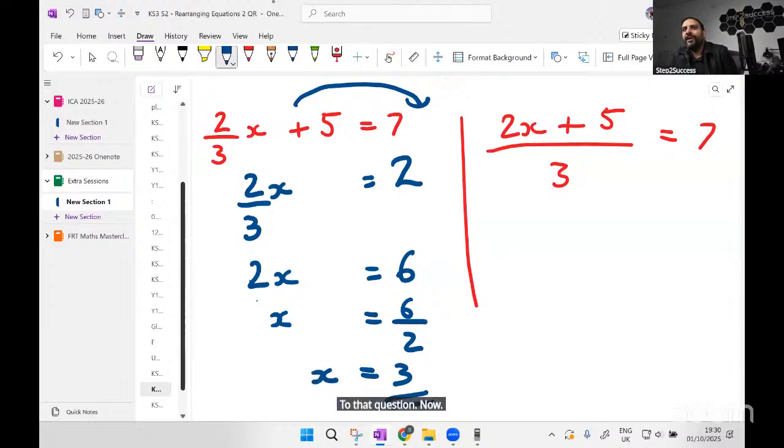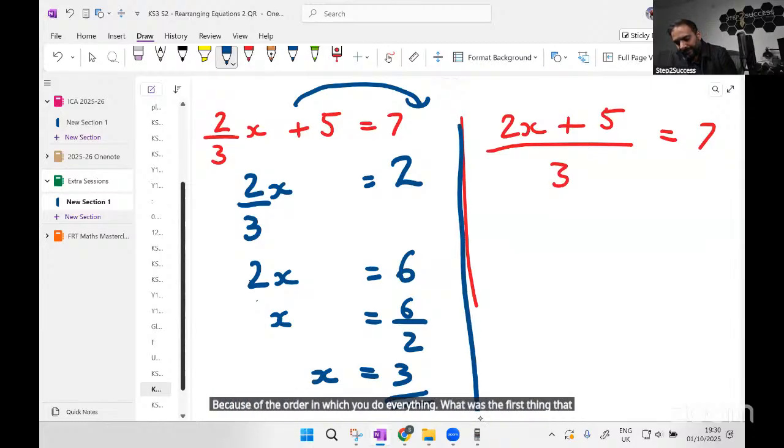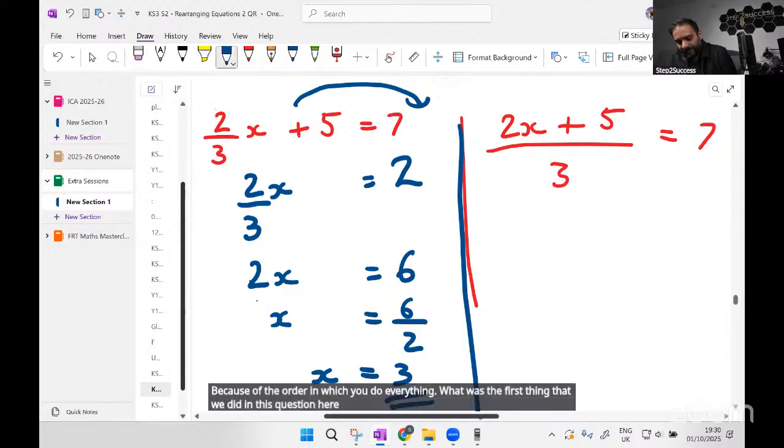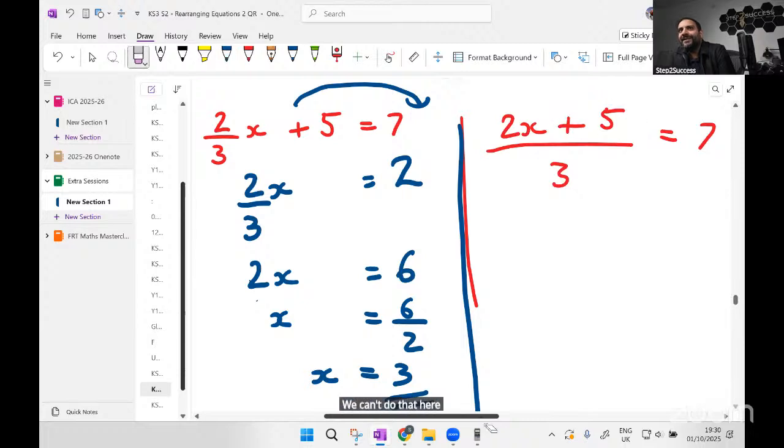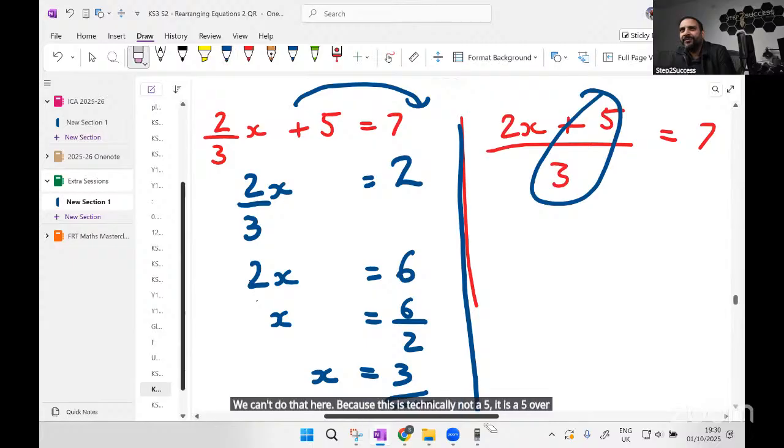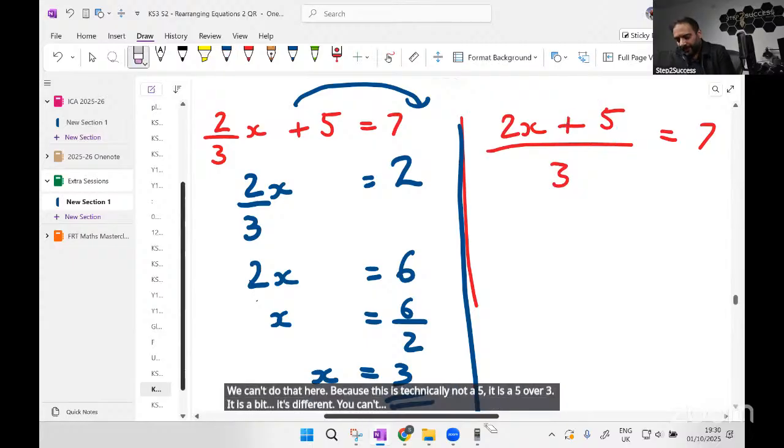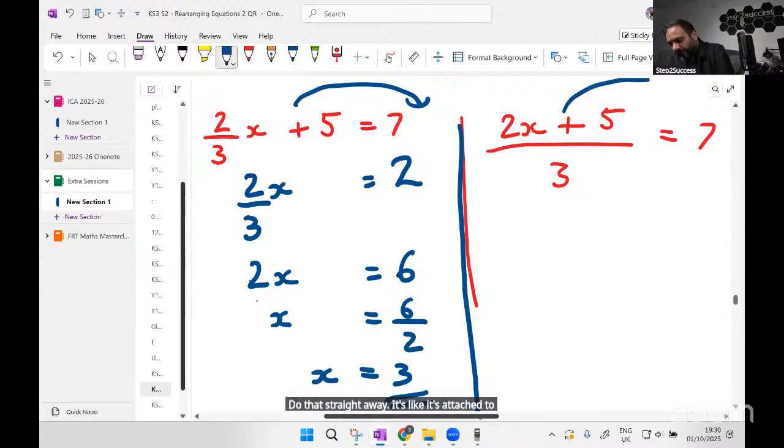Now, the question on the right is not the same because of the order in which you do everything. What was the first thing that we did in this question here? We took away 5, didn't we? We can't do that here because this is technically not a 5. It is a 5 over 3. It's different. You can't do that straight away. It's like it's attached to the 3, so you can't just move the 5 by itself.